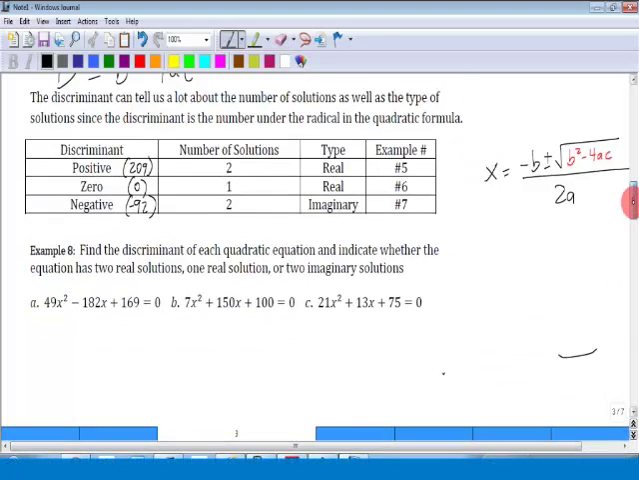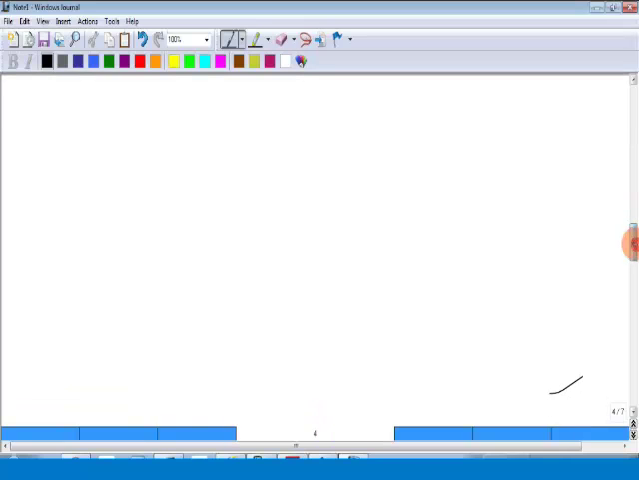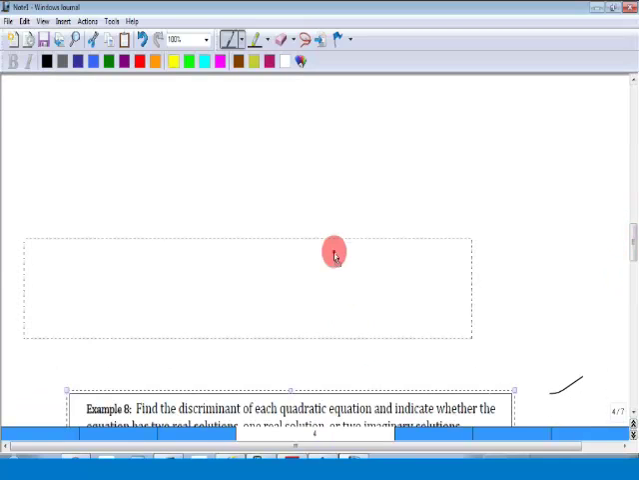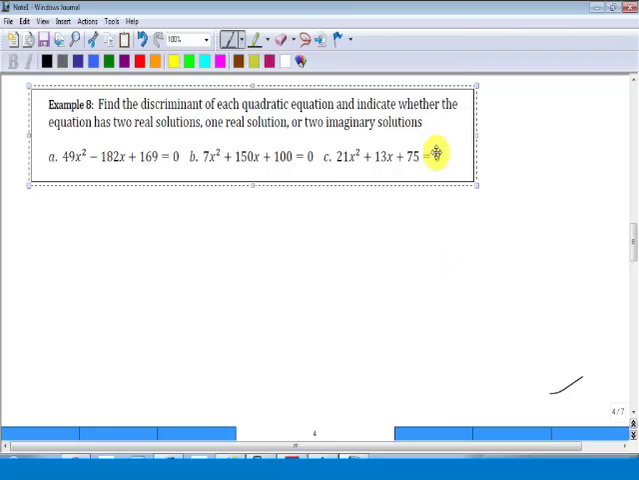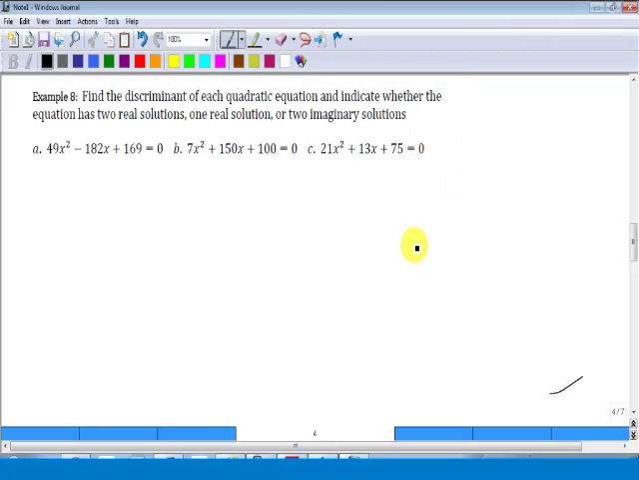Basically, in example 8, we do less work than the quadratic formula, and we get less information than what the quadratic formula would tell us. We don't have to do the whole quadratic formula. We just do the expression underneath the radical sign. We don't get the exact solutions. We just get how many and what kind. So find the discriminant. b squared minus 4ac.